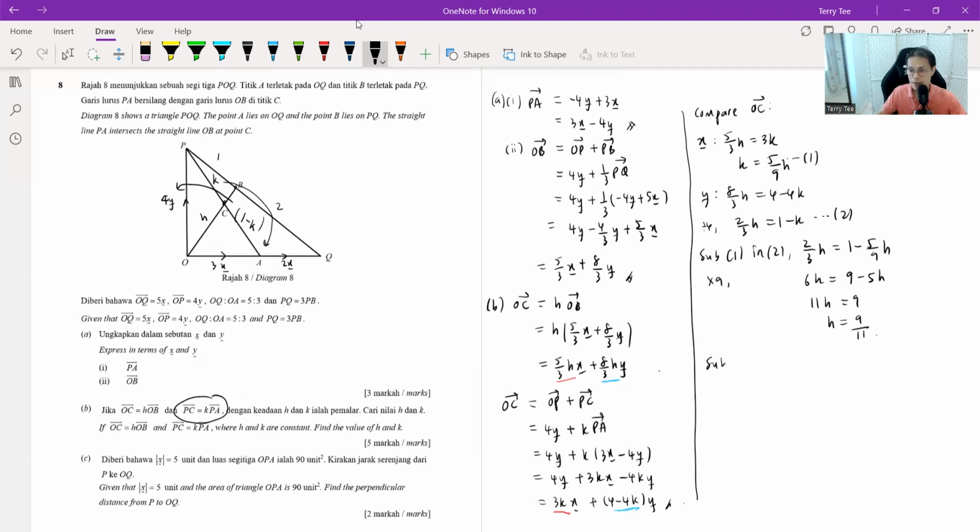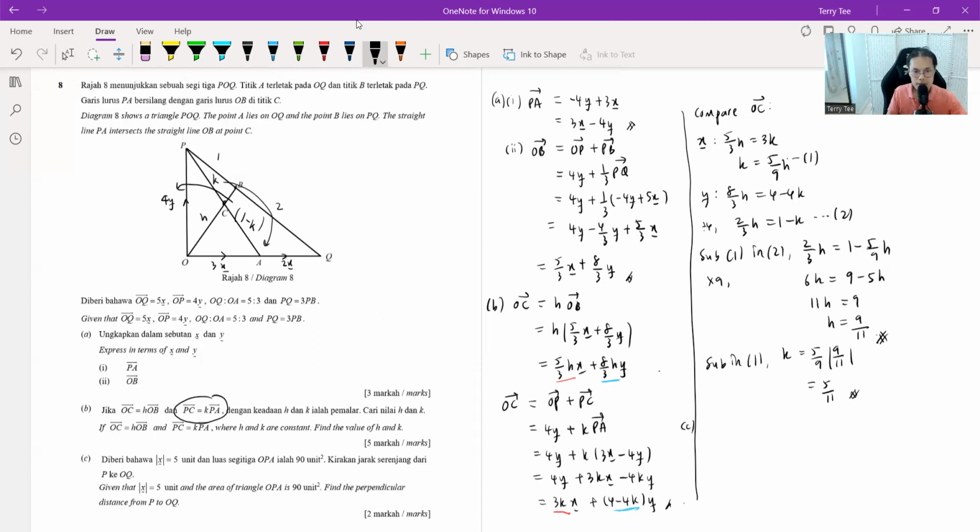Then I need to find k. I sub inside equation 1. k is 5 over 9 times 9 over 11. My k is 5 over 11. Okay, 5 over 11. All right, so I've got part A, I got part B, now part C.